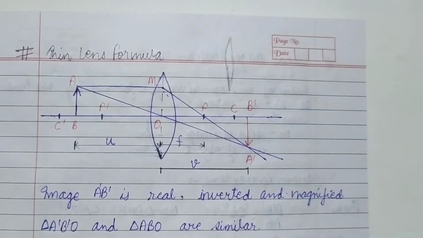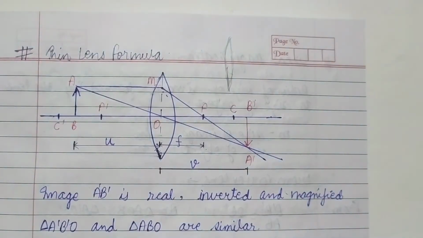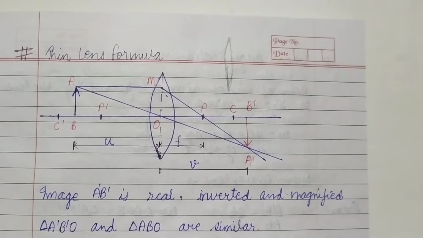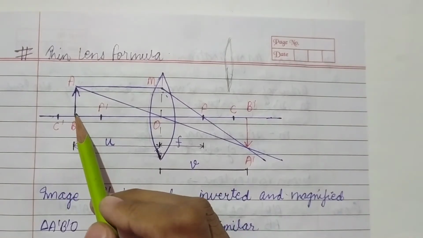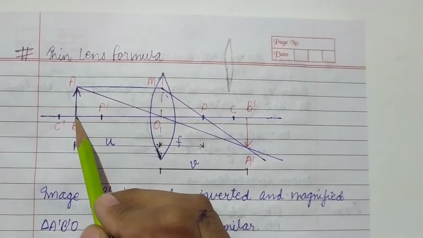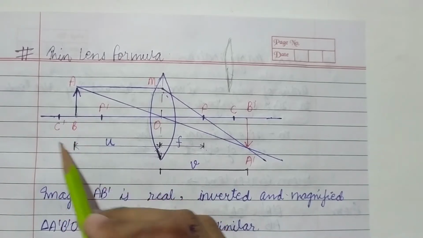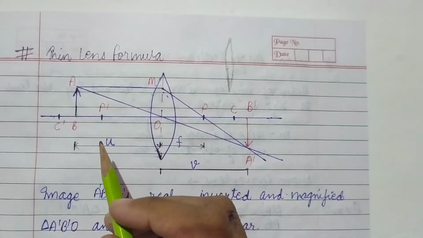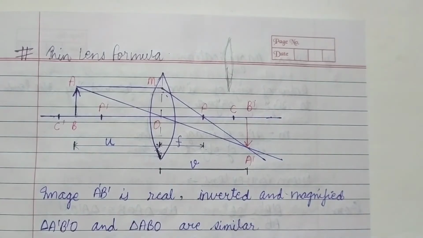Now what we have to consider next is that the object should be very small, and this object should be placed on the principal axis. We have to consider basically a point sized object. Now let us see this figure.